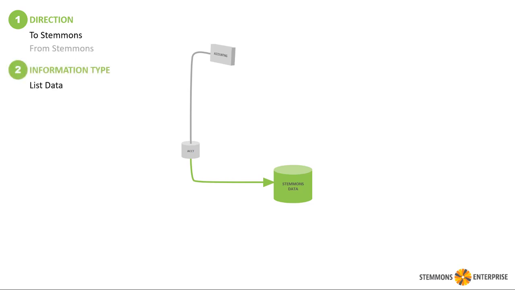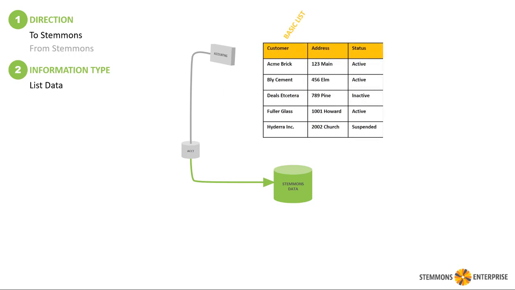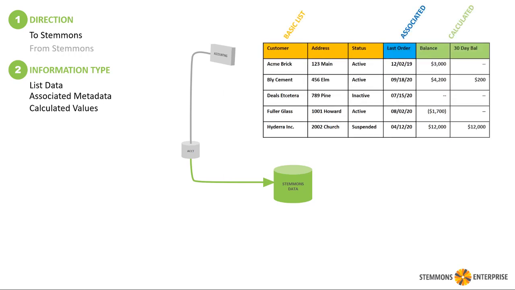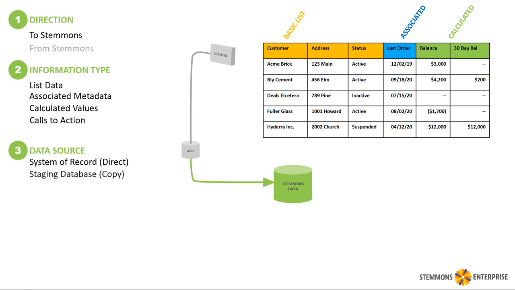The next is the information type. Are we going to have just a list, associated metadata, calculated values? These become increasingly complicated, culminating with calls to action that are typically through an API. Then we think about the data source. Are we going directly to the system of record, or do we want to make a copy of it to not impact the performance of the underlying system?